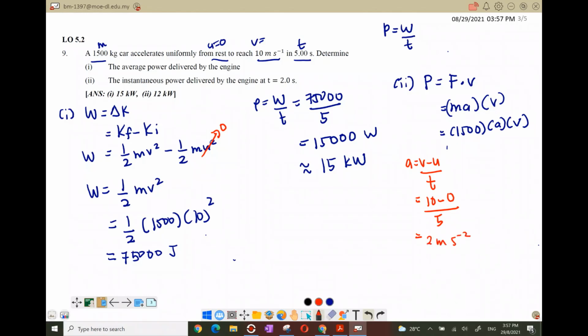After we get the acceleration, we can find the velocity at t equals to 2 seconds. So v equals to u plus at, u equals to 0, a equals to 2, t equals to 2. So we have 4 meter per second. Then we substitute into the general equation, and we can get the answer is 12,000 watt or equals to 12 kilowatt.